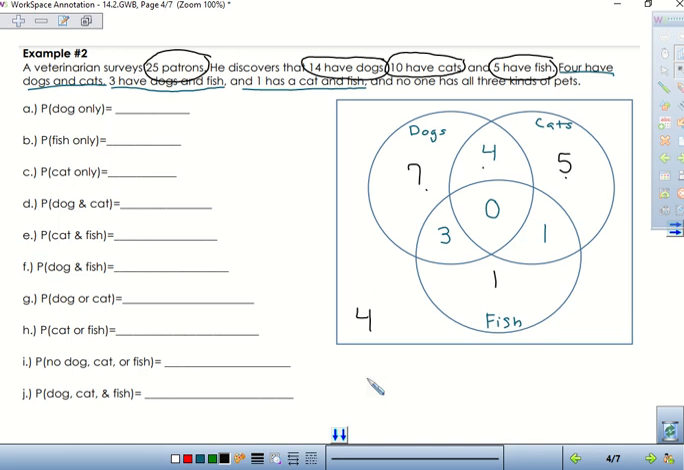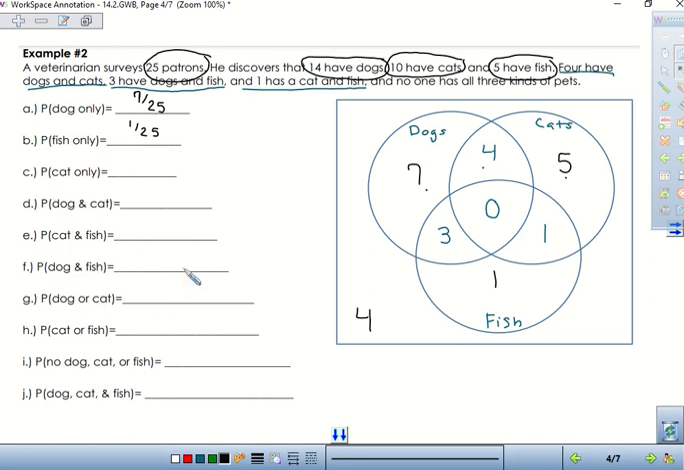Okay. So, what is the probability that somebody has only a dog? 7 divided by 25. Good. 7 out of 25 of the people surveyed, right? What is the probability of having only a fish? Good.